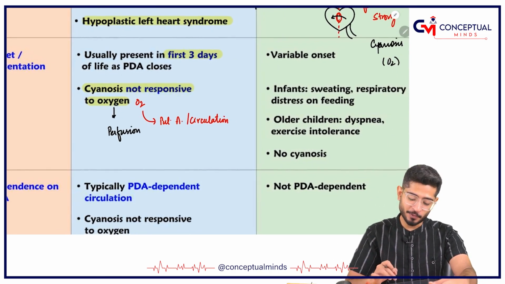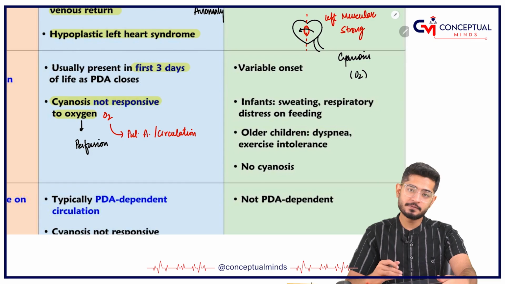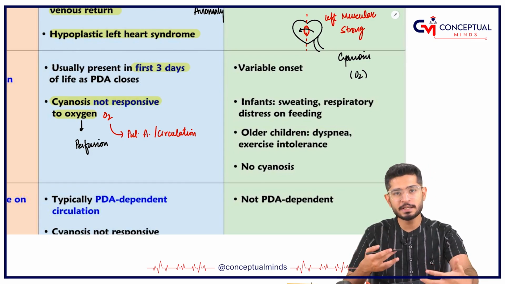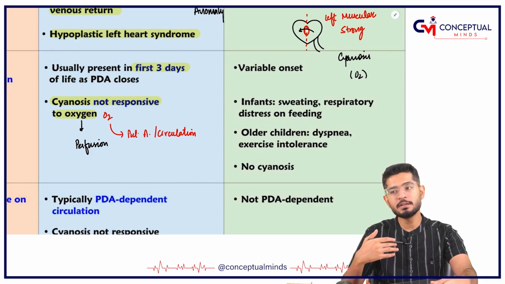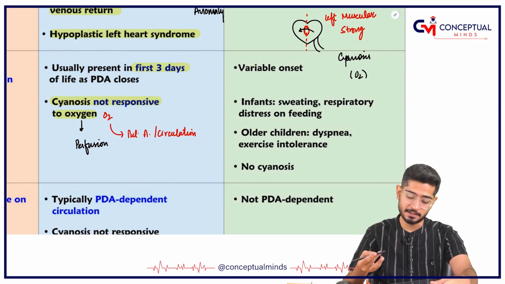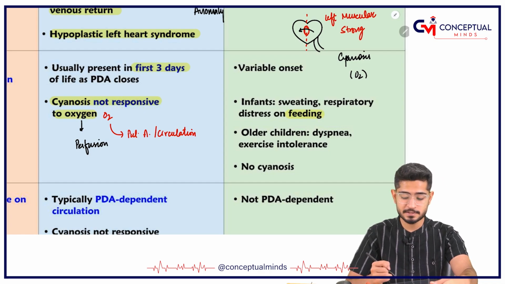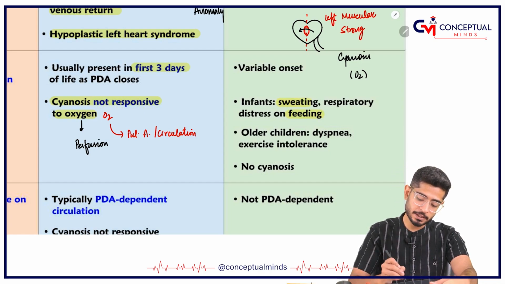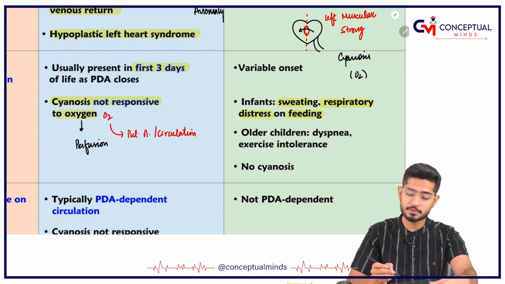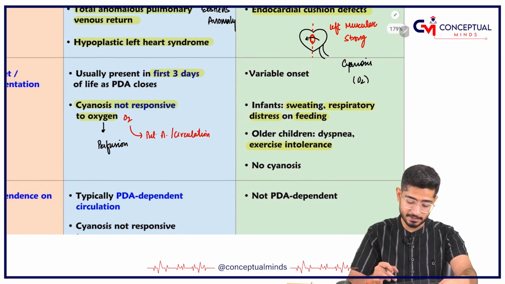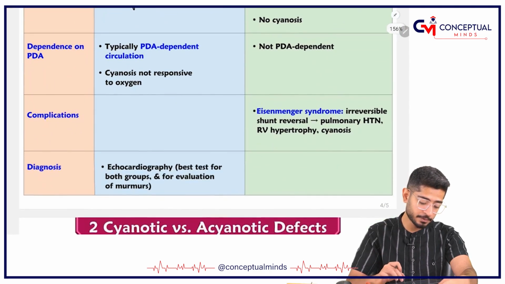Whereas acyanotic heart disease mostly manifests whenever there is a high demand. For example, if the child is feeding, of course more blood is required, so the child will develop sweating and respiratory distress. And in older children, whenever they perform exercise, they will be intolerant. There will be exercise intolerance.